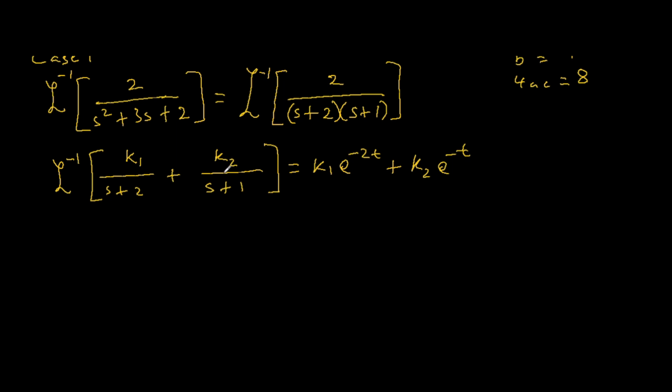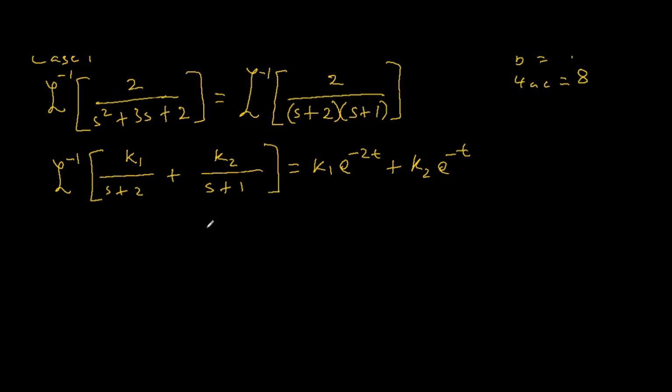Okay, because the inverse Laplace transform of 1 over s plus 1 is e to the power minus t. The inverse Laplace transform of 1 over s plus 2 is e to the power of minus 2t. K1 and K2 are simply constants, so they come on the outside. So we have a solution to this, but we don't know our K1 and we don't know our K2.